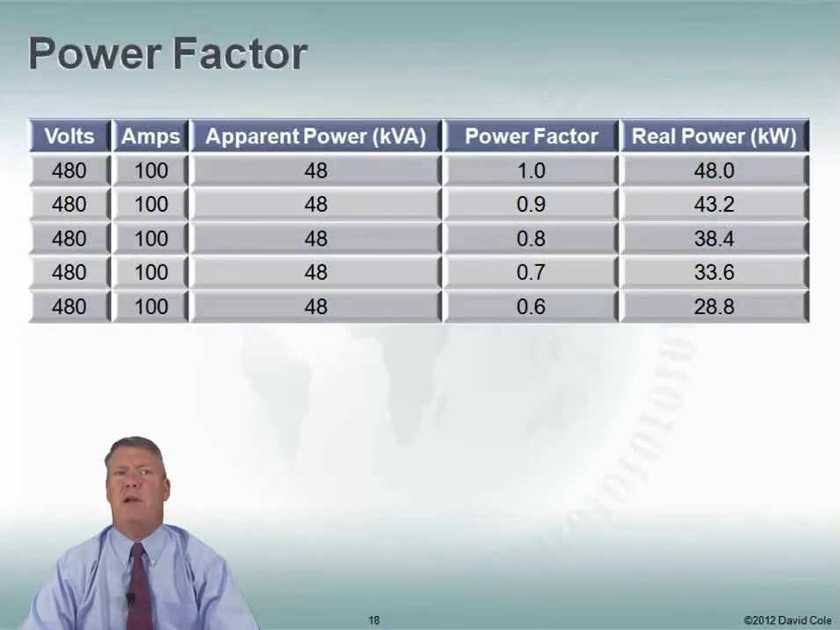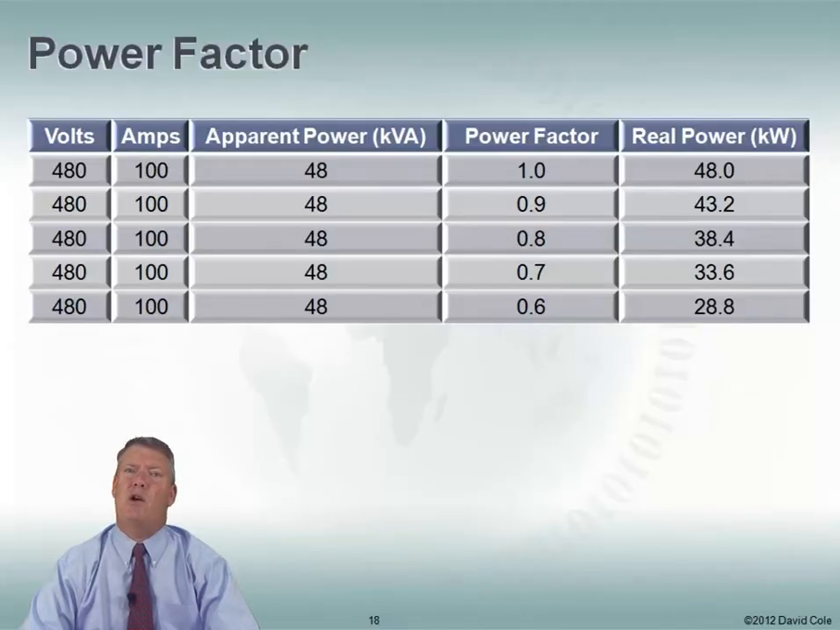Here we see a table that has 480 volts in all cases and 100 amps in all cases. So you see my apparent power, volts times amps. In this case, I'll make it in kVA, kilovolt-amps. I have 48 kVA. That's my apparent power. Let's say I'm going to run that power through a piece of equipment that has a power factor of 1. That means all of my apparent power comes all the way through, right? My real power matches my apparent power when I have a power factor of 1. So if I have a power factor of 1, my real power is 48 kilowatts.